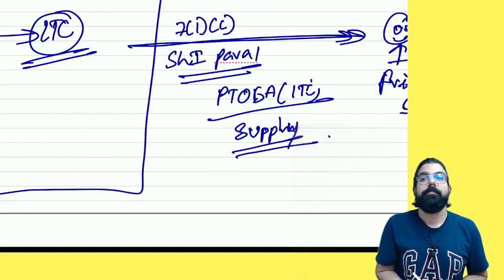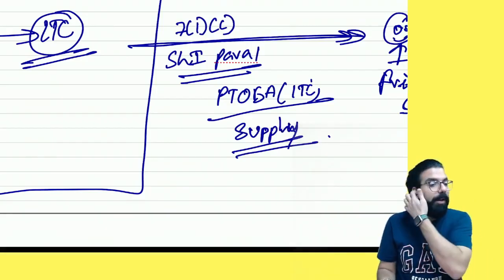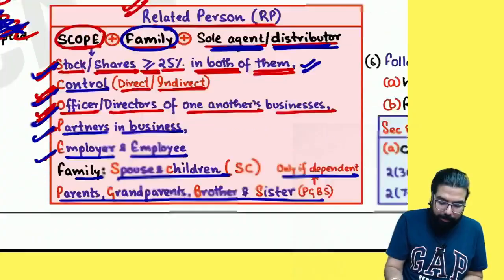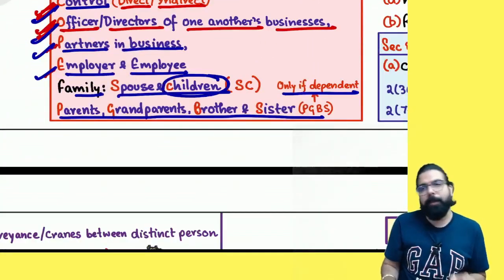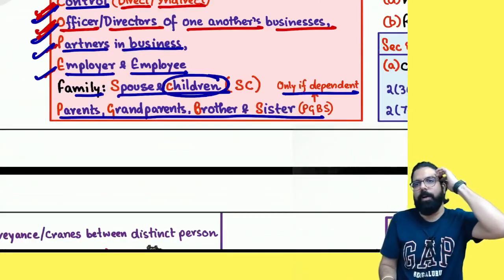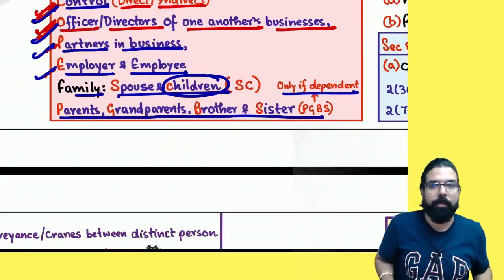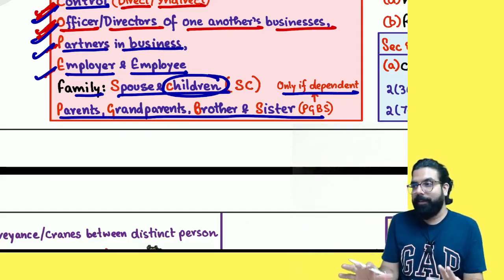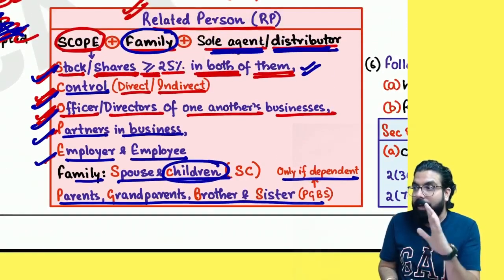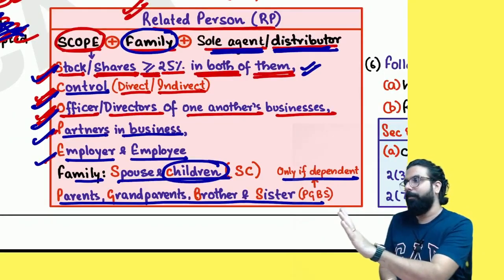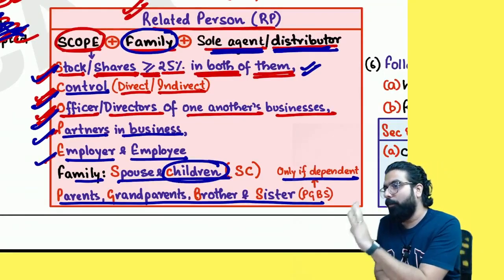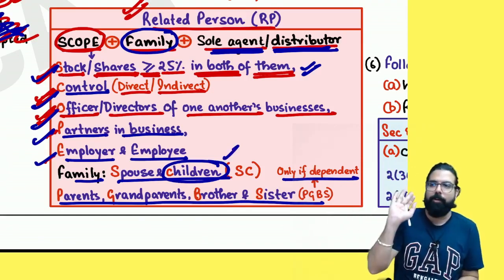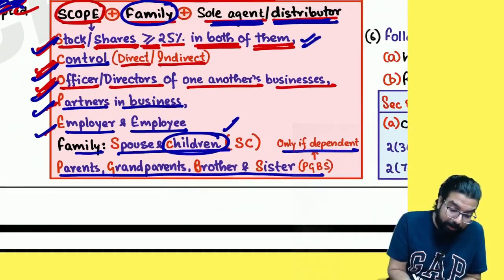Stepson, you include in son only. When they are telling over here children, stepson also will be included in children only. Can I go ahead, everyone? That is also children. In GST, the definition of related person is very limited. When they say children, they cover your stepchildren also. Wife means it should be your spouse.